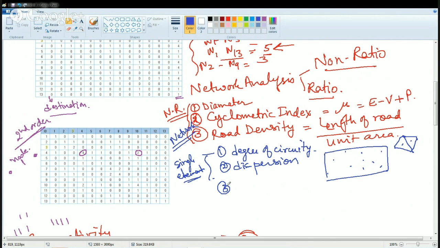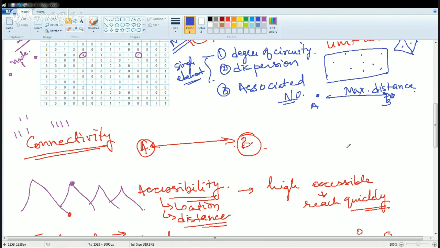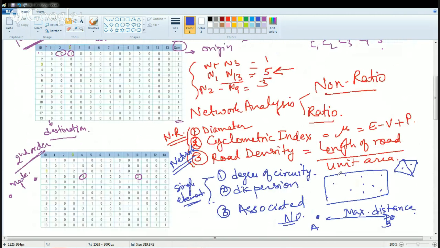The next thing I talk about in the non-ratio analysis under single element is the associated numbers. The associated number is the maximum distance from vertex 1 to vertex 2. So there are 2 vertices, and the maximum distance between the 2 vertices would be the associated number. So these are the kinds of non-ratio methods of network analysis.